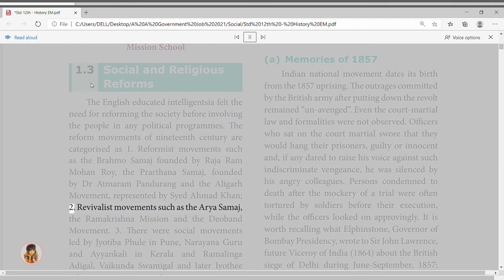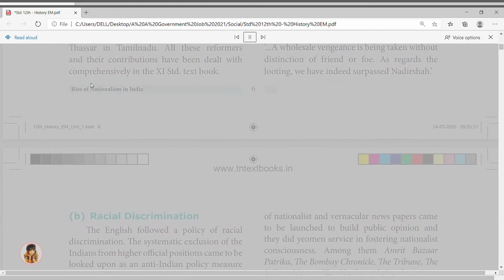2. Revivalist movements such as the Arya Samaj, the Ramakrishna Mission, and the Deoband movement. 3. There were social movements led by Jyotiba Phule in Pune, Narayana Guru and Ayyankali in Kerala, and Ramalinga Adigal, Vaikunda Swamigal and later Iyothee Thass in Tamil Nadu. All these reformers and their contributions have been dealt with comprehensively in the 11th standard textbook.